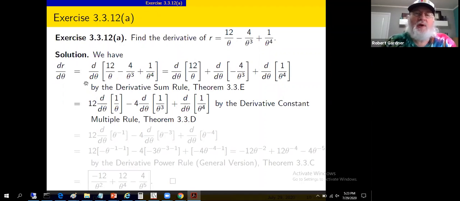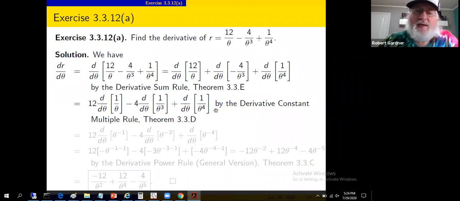All right, so we want to find dr d theta, the derivative of r with respect to theta. That's the derivative with respect to theta of what the r quantity equals. Derivative of the sum is the sum of the derivatives. We can bring any constants out front. The 12 comes out front. The -4 can be brought out front because of the derivative constant multiple rule. So bring the constants out front.